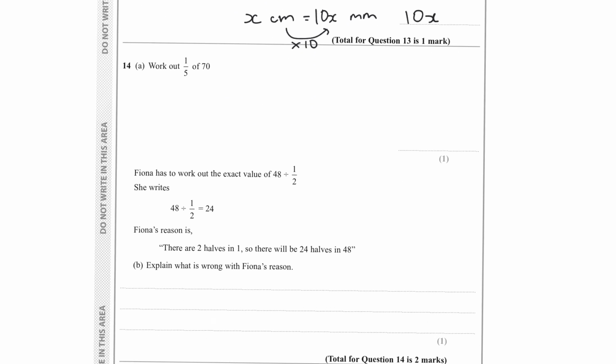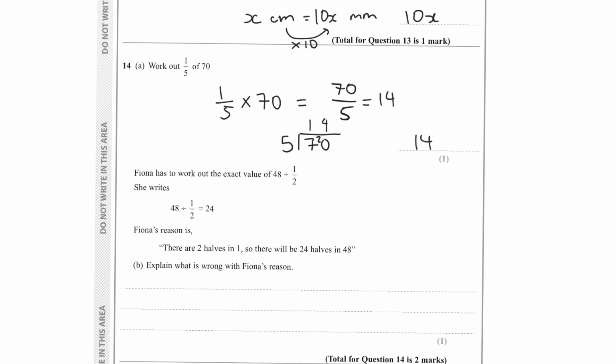And then for the next question, it says work out 1/5 of 70. So remember, whenever you're working out a fraction of a number, you basically times that fraction by that number. When timesing whole numbers by fractions, you times the whole number by the numerator. So it'll be 70 times 1, which is 70, and then 70 divided by 5, which would leave you an answer of 14. If you didn't know how to work it out that way, you could have just done short division. How many times does 5 go into 7? 1, remainder 2, and then 4.